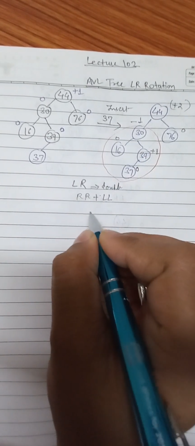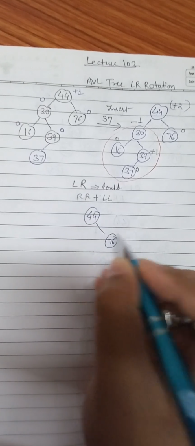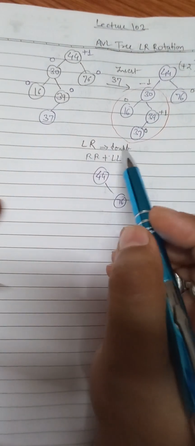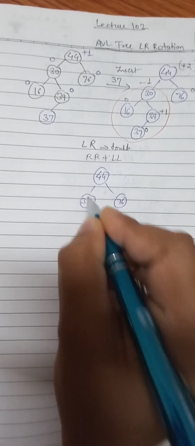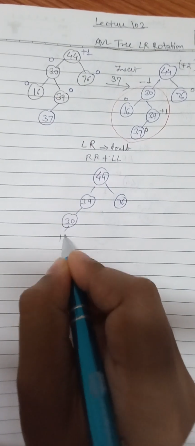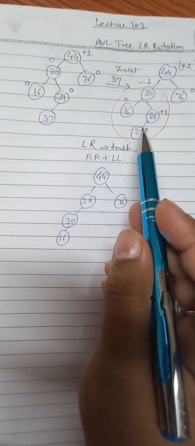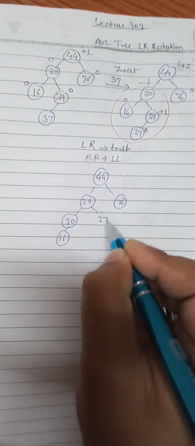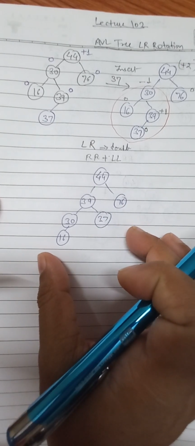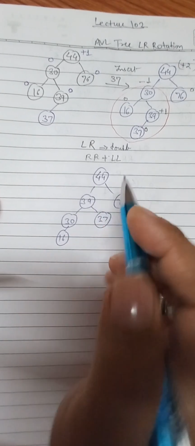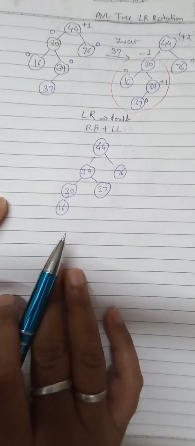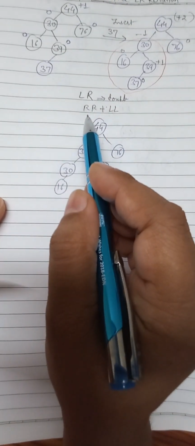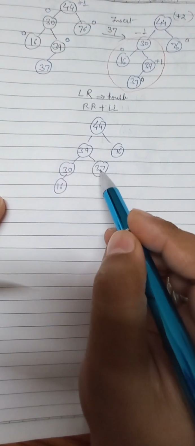44 and 76 will remain the same. We are going to shift only the subtree, and because it is RR rotation, we shift to the left hand side. So 39 will go up, 30 will come down, 16 will come down, and 37 will come over here. This is the middle rotation, so we will not cross check the balancing factor here. First we are doing RR, after that we will do LL.